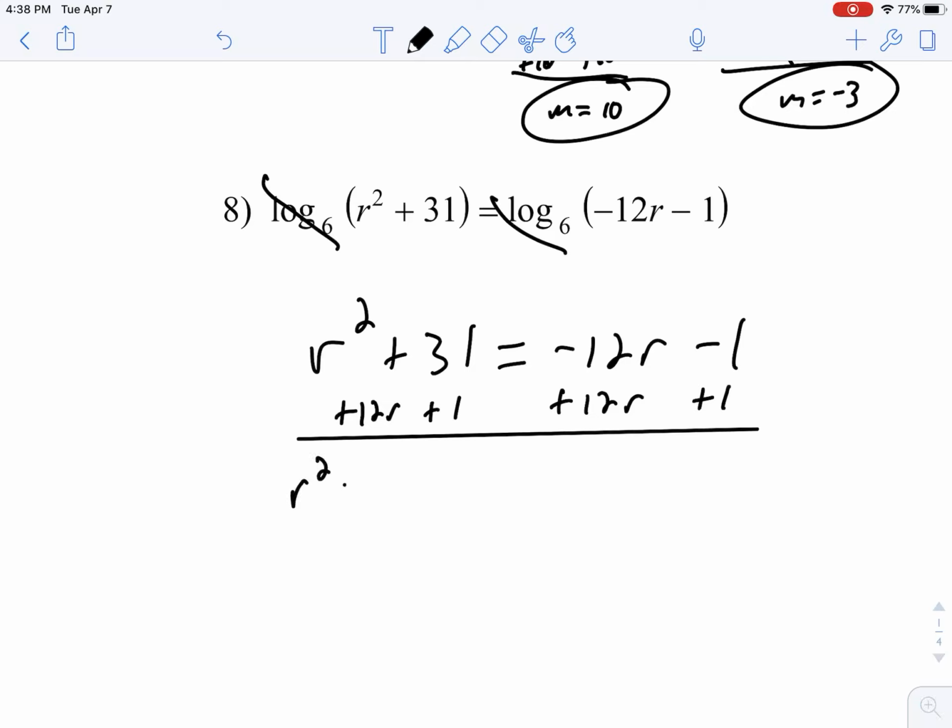So I have r squared plus 12r. Those are not like terms, so you can't combine them. You just rewrite them. Plus 31 plus 1, that's plus 32. Those are like terms. That's fine. Since everything cancels here, we get 0.